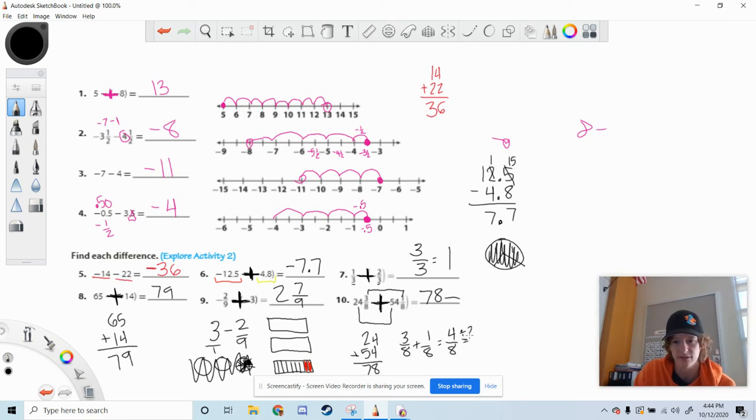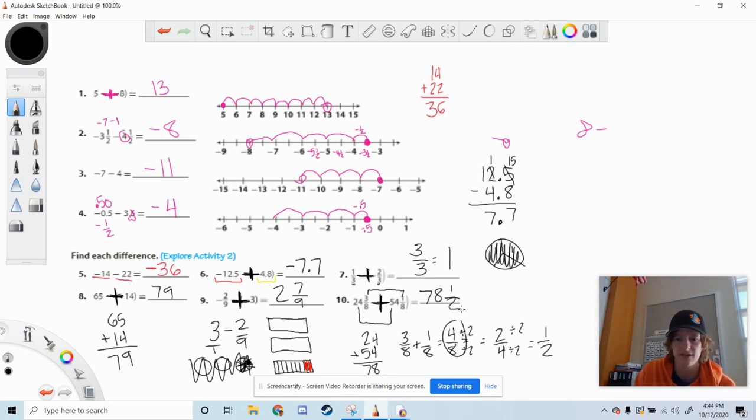We can divide by 2. We can divide by 2, makes 2/4. We can divide by 2 again, and that makes 1/2. Or if you recognize right here that it is 1/2, you don't have to show me these steps.